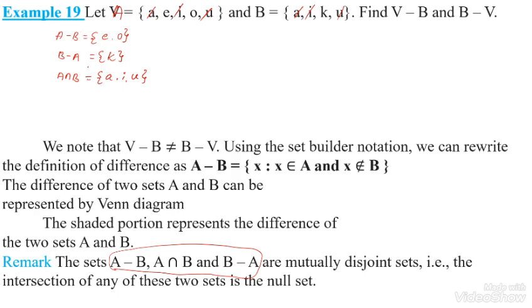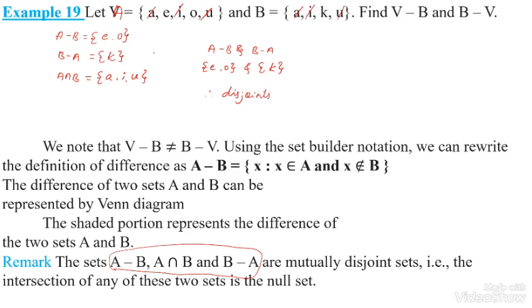While considering these three sets, between any two sets there is no common element. While considering A minus B and B minus A, the elements E, O and K have no common elements. Therefore, these are disjoint sets.